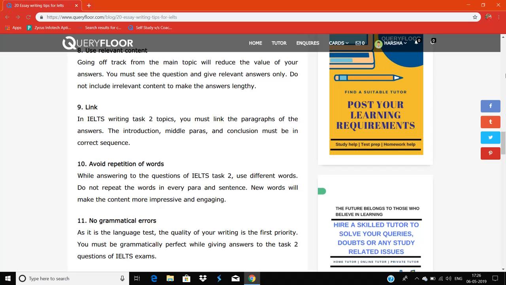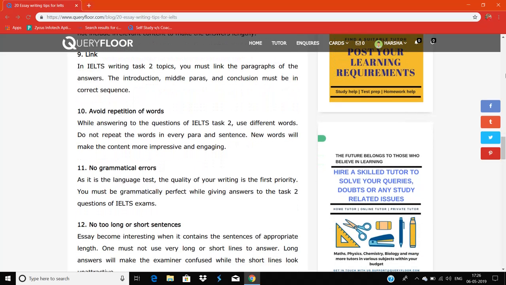Then, use relevant content. Going off track from the main topic will reduce the value of your answers. You must see the question and give relevant answers only. Do not include irrelevant content to make the answers lengthy. So always stick to the topic.